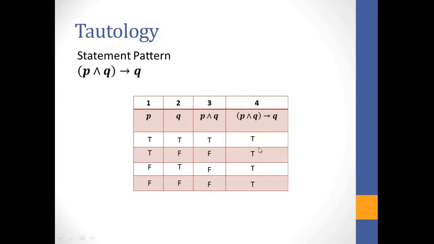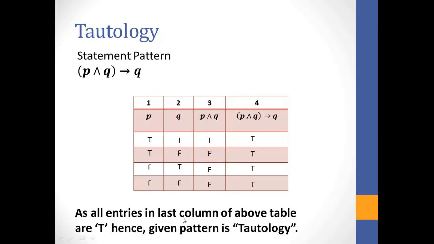Now see, all entries in this column are T. So as all entries in the last column of the above table are T, hence the given pattern is a tautology. This makes clear the definition of tautology. If you are given any statement pattern, just prepare the truth table as usual and see the last column. If it contains all entries T, then you can write it as a tautology.